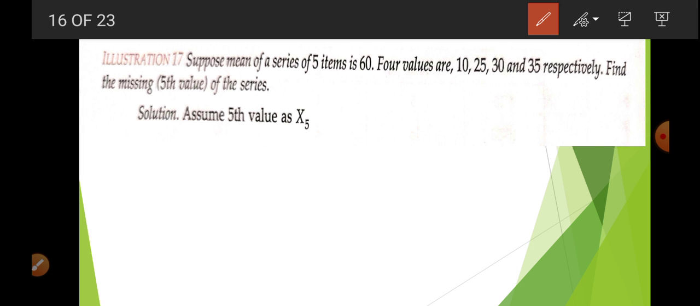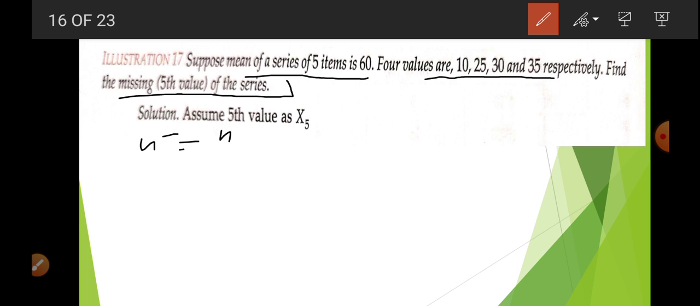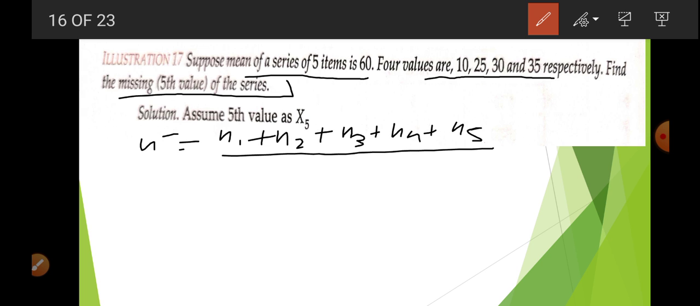Okay, here is one question. Suppose the mean of 5 items is 60. 4 values are 10, 25, 30, 35. Find out the value of the fifth item. So how are we going to approach it? x bar is equal to x1 plus x2 plus x3 plus x4 plus x5 upon n. So this will be the equation. x bar is given: the mean of the series of 5 items is 60.